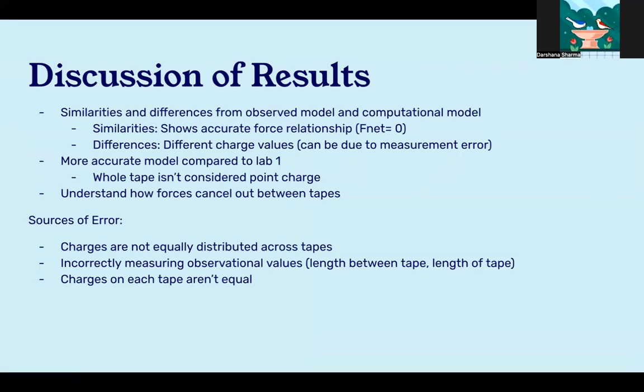Some potential sources of error are that the charges are not equally distributed across each tape, incorrectly measuring the observational values, meaning the distance between tape A and B and the length of the tape, and that the charges on each tape aren't equal, so they affect each tape differently and each segment acts differently.